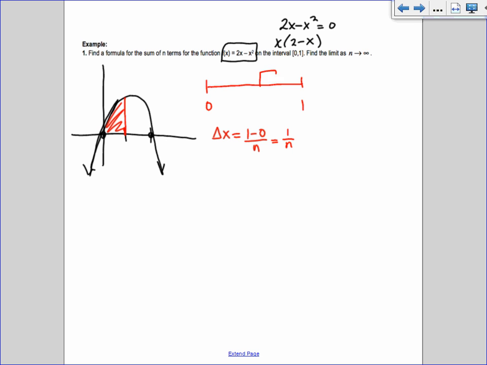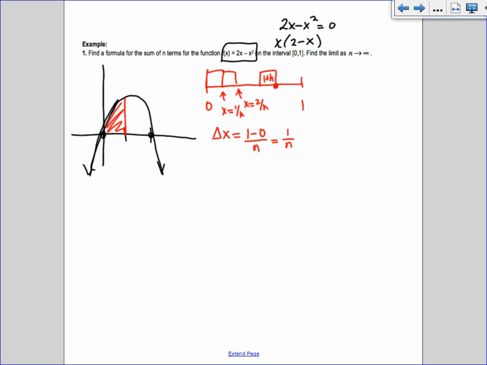So if I'm talking about my ith rectangle, and I want my right-hand endpoint, think about it. The first rectangle would be at x equals 1 over n. The second rectangle would be at x equals 2 over n, right? 1 over n times 2. Do you guys see it? So the ith rectangle is at what?